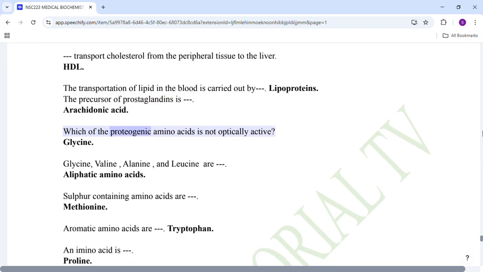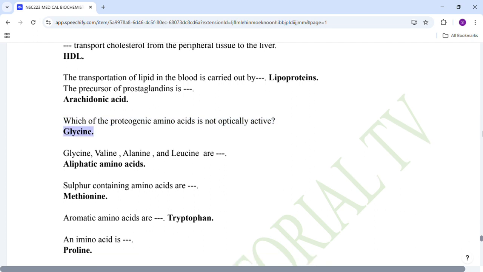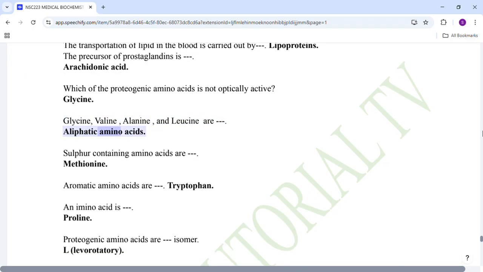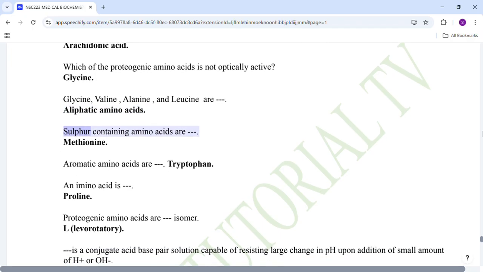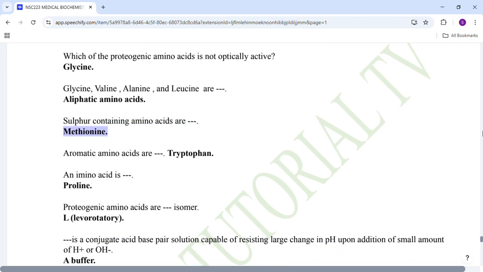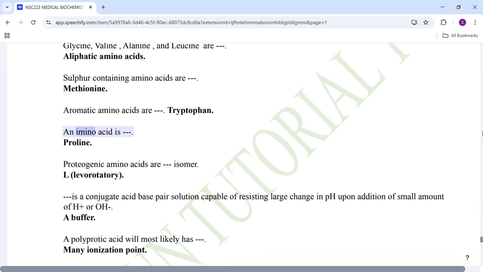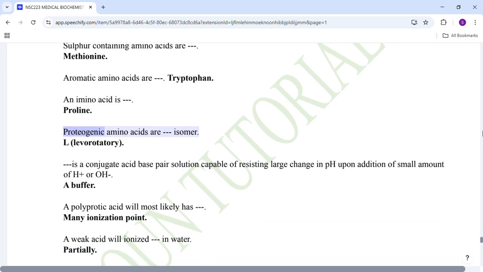Which of the proteogenic amino acids is not optically active? Glycine. Glycine, valine, alanine, and leucine are aliphatic amino acids. Sulfur-containing amino acids are methionine and cysteine. Aromatic amino acids are tryptophan, phenylalanine and tyrosine. An imino acid is proline. Proteogenic amino acids are the L isomer.